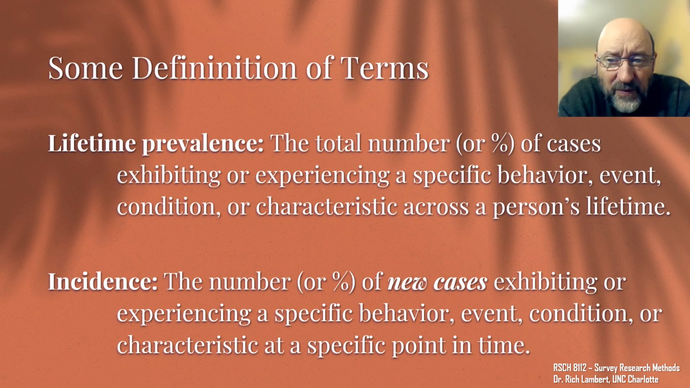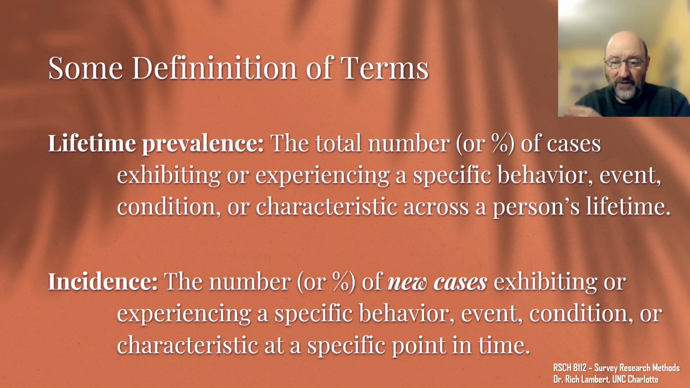Similarly, there's a couple of other ways to spin this. Lifetime prevalence has to do with the total number or the percent of cases exhibiting or experiencing a specific event, behavior, condition, or characteristic, which could be like an opinion or an attitude or an appraisal, across a person's lifetime. And then incidence is similar to all of this, but it's about the percent of new cases at a specific point in time.